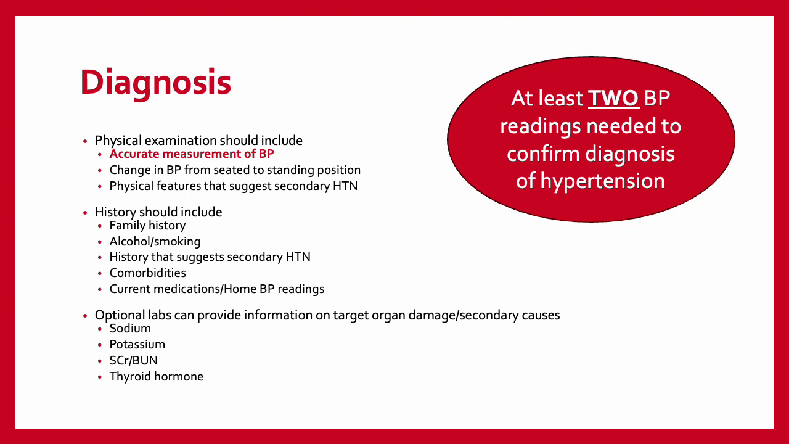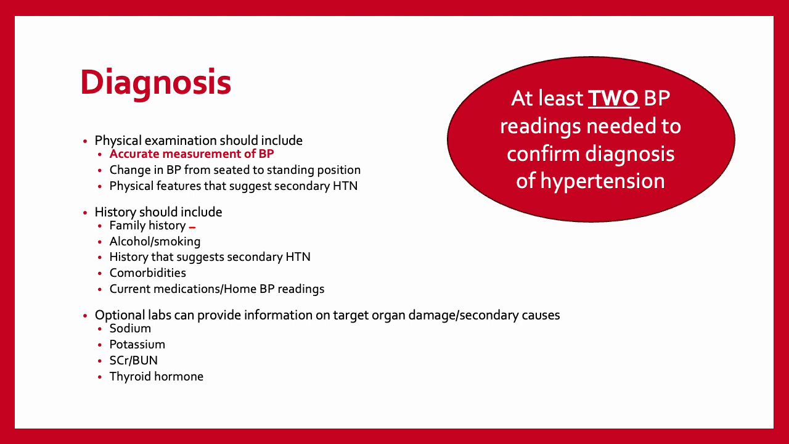A physical exam, as it says there, should include an accurate measurement of blood pressure, and that's really all in technique. And measuring changes in blood pressure from seated to standing positions becomes pretty important for patients who have a history of orthostatic hypotension or patients that are older that we know are at a higher risk of orthostatic hypotension. So we'll routinely screen them for that too. And then we're also looking for physical features that suggest secondary hypertension. So if you think back to the pathophysiology lecture and different physical signs that we could see that might mean someone has secondary hypertension.